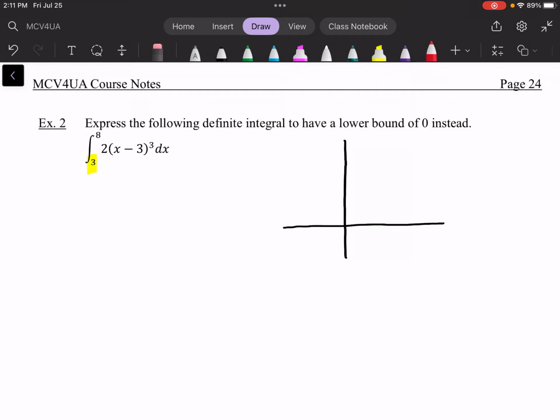So this is a cubic function, x minus 3 cubed times 2. So that means it actually goes through the value 3 on the x-axis. Let me move that over. Let's put 3 about here. And now we draw our function. That should go right through there.